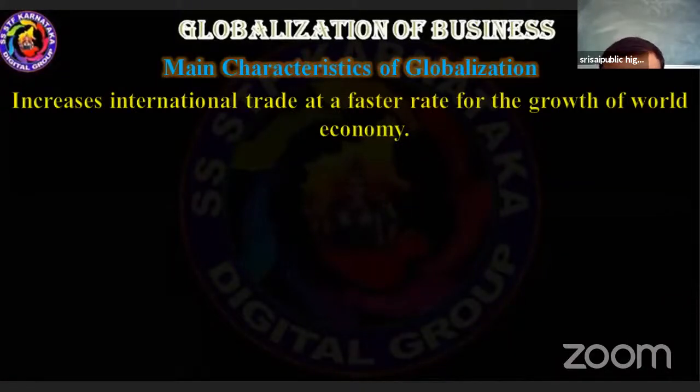The main characteristics of globalization, we will discuss tomorrow. Do you have any doubts regarding globalization? Just understand, globalization means globalizing our products by removing the restrictions which are on the way of business.